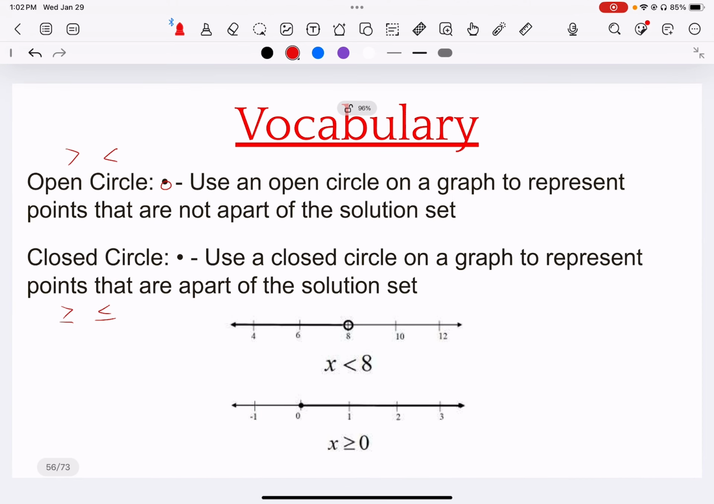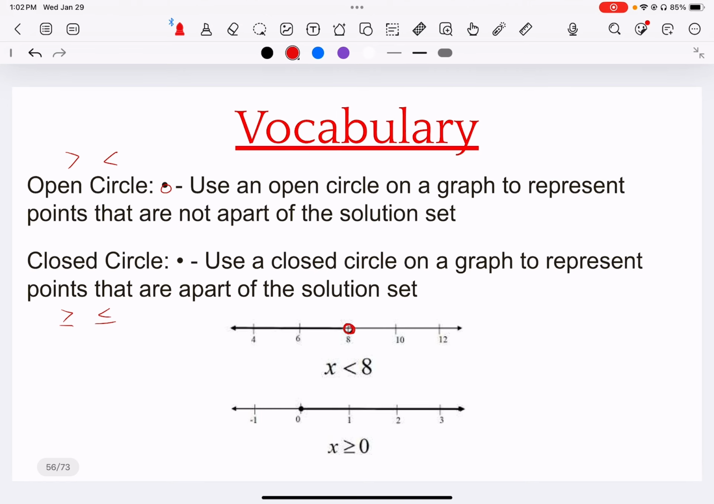So for this first example, we have x is less than 8. Since it's just less than, it's going to be an open circle because 8 is not a part of our solution set. And all the numbers that are less than 8 are to the left. So that's why we're going to shade to the left. We have x is greater than or equal to 0. Since it's greater than or equal to, that means 0 is a part of the solution set because 0 is greater than or equal to 0. And since it's greater than, we're going to shade all the numbers to the right.